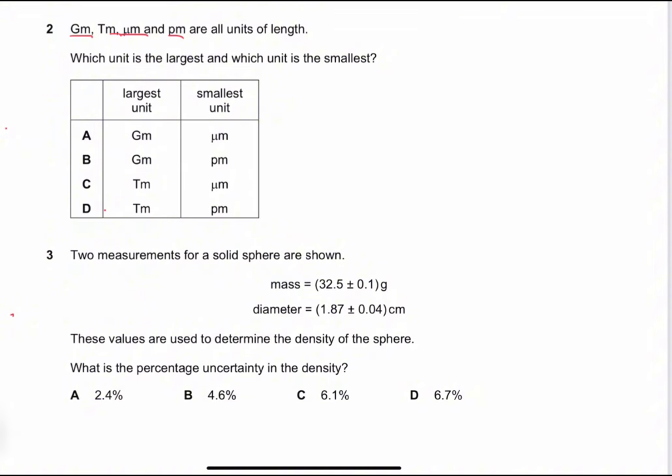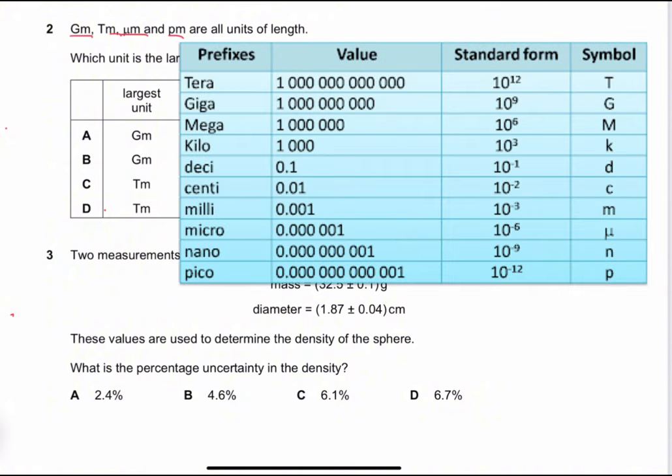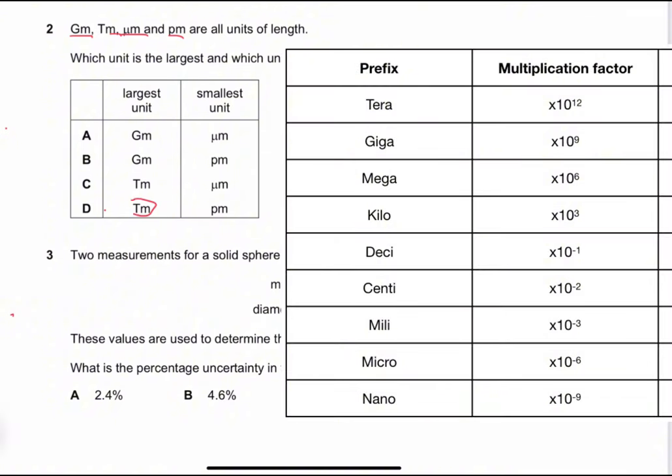Moving on to question number 2, it says that the gigameter, terameter, micrometer, and picometer are all units of length. Which unit is the largest and which unit is the smallest? As you can see on the right hand of your screen, I've put all the prefixes that you'll be expected to know. As you can see from the table, the terameter is the biggest one that has 10 to the power of 12, and the picometer has 10 to the power of negative 12. This is the smallest and this is the biggest, as you can see from the right hand screen.